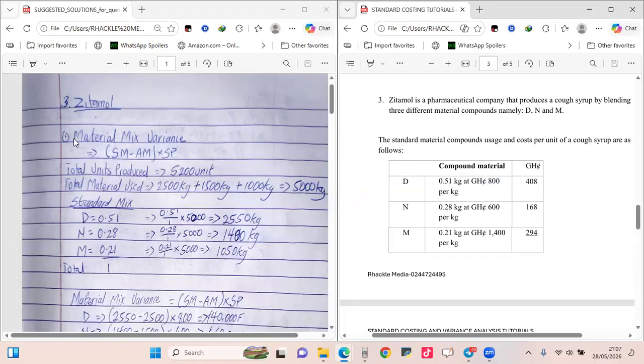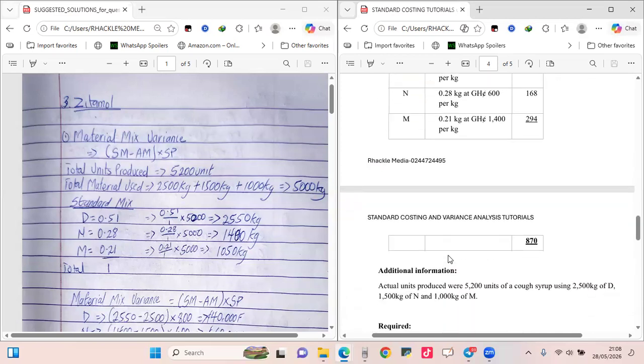What we need to do first is to know the formula, where the material mix variance is the standard mix minus the actual mix, all multiplied by the standard price or the standard cost. So first, we have to find the total material they used, right? So we come down, we add all this material, 2,500 kilogram plus 1,500 kilogram plus 1,000 kilogram. We add all of them, we have 5,000 kilogram.